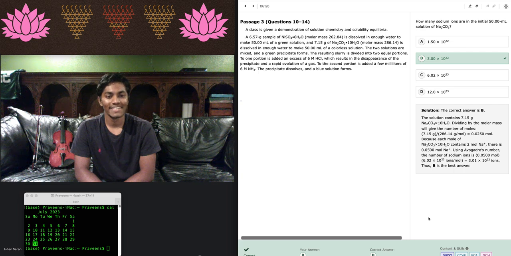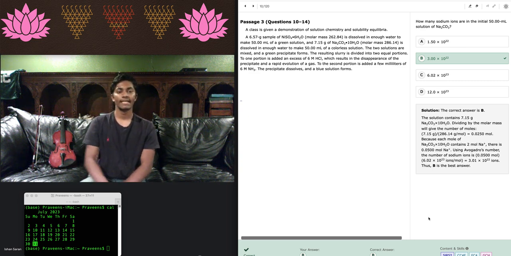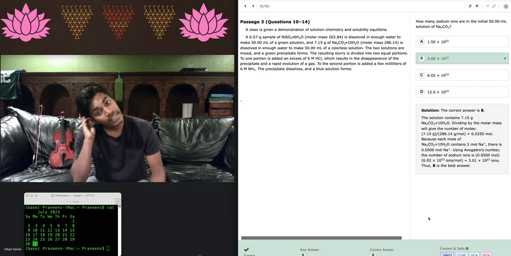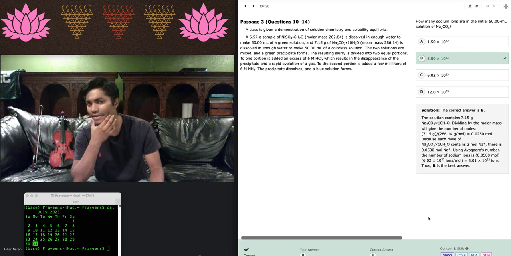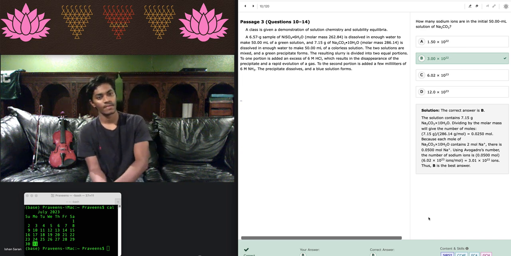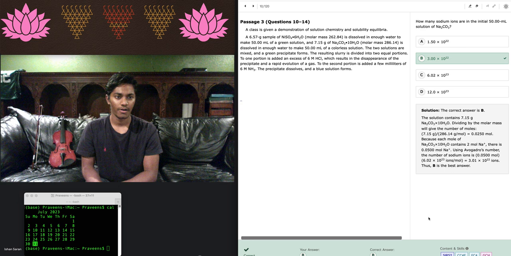The resulting slurry is divided into 2 equal portions. To one portion is added an excess of 6 molality of hydrogen chloride, which results in the disappearance of the precipitate and rapid evolution of the gas. To the second portion is added a few milliliters of 6 molar NH3. I may have incorrectly said molality. 6 molar hydrochloric acid, 6 molar NH3. The precipitate dissolves and a blue solution forms. How many sodium ions are in the initial 50 milliliter solution?